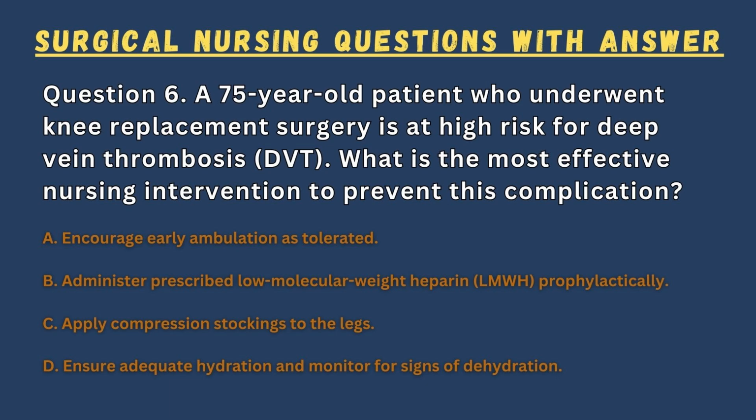Question 6. A 75-year-old patient who underwent knee replacement surgery is at high risk for deep vein thrombosis, DVT. What is the most effective nursing intervention to prevent this complication?